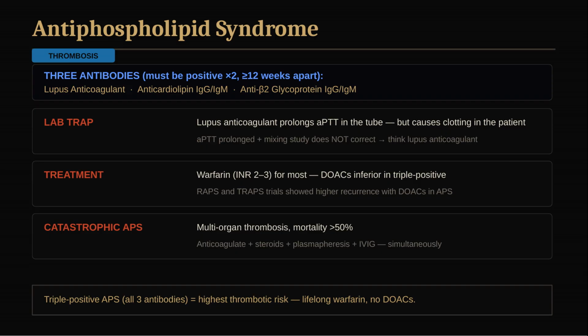Treatment: warfarin for most patients. DOACs have shown higher thrombosis rates in triple-positive patients and are not preferred. Target INR 2 to 3. Catastrophic antiphospholipid syndrome is a medical emergency. Anticoagulate, give steroids, plasmapheresis, IVIG.